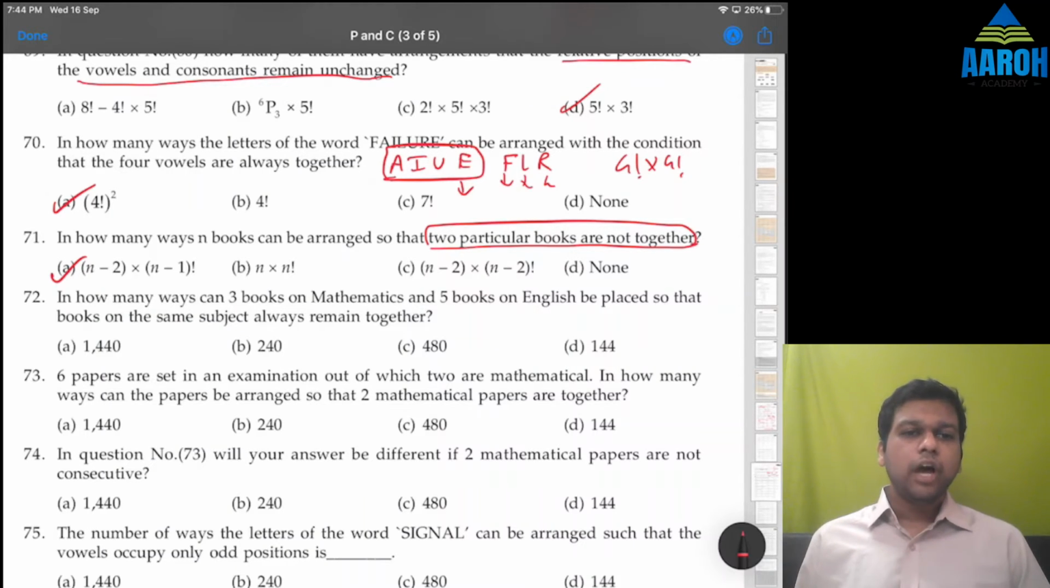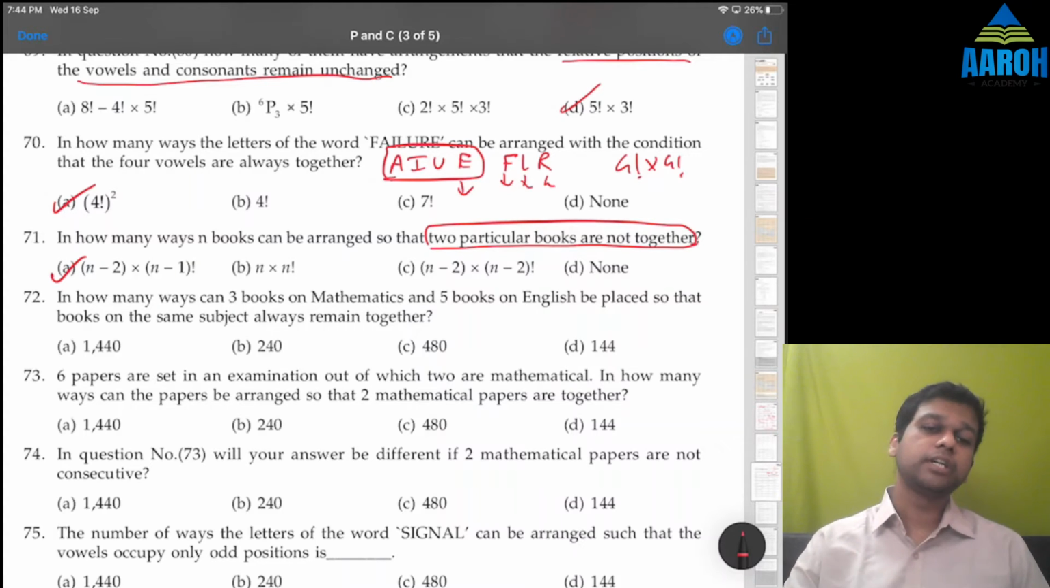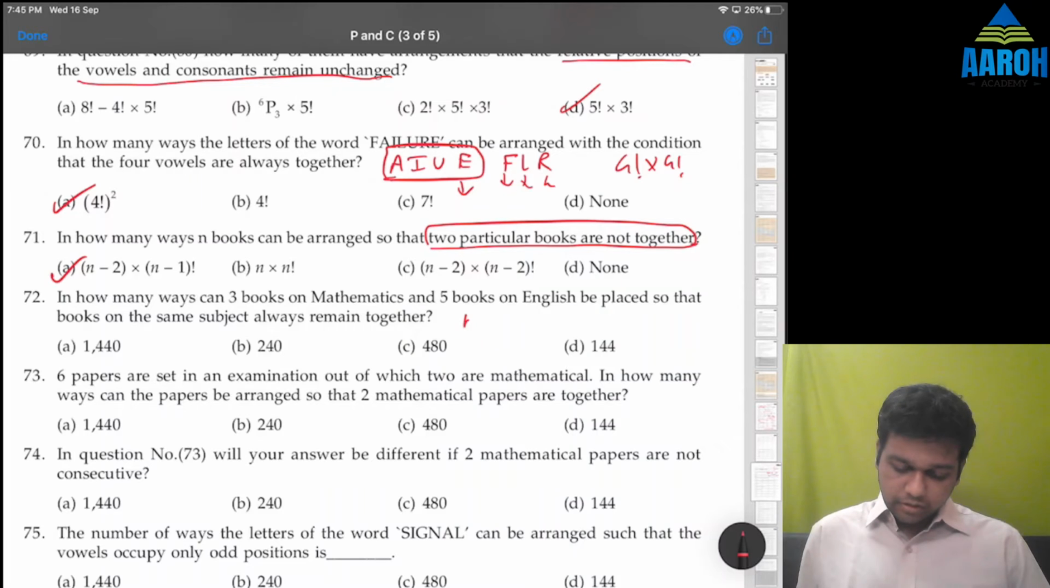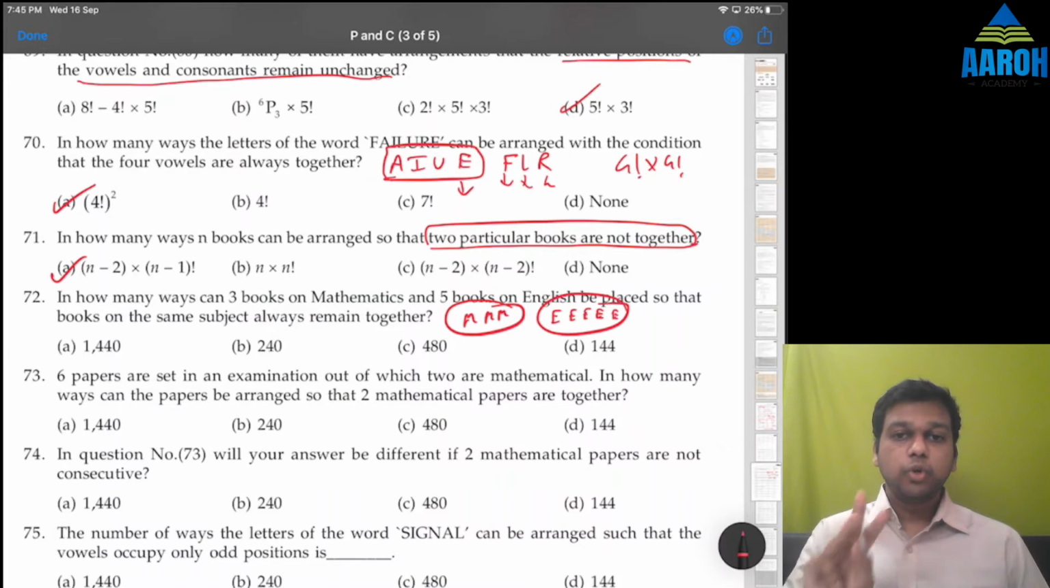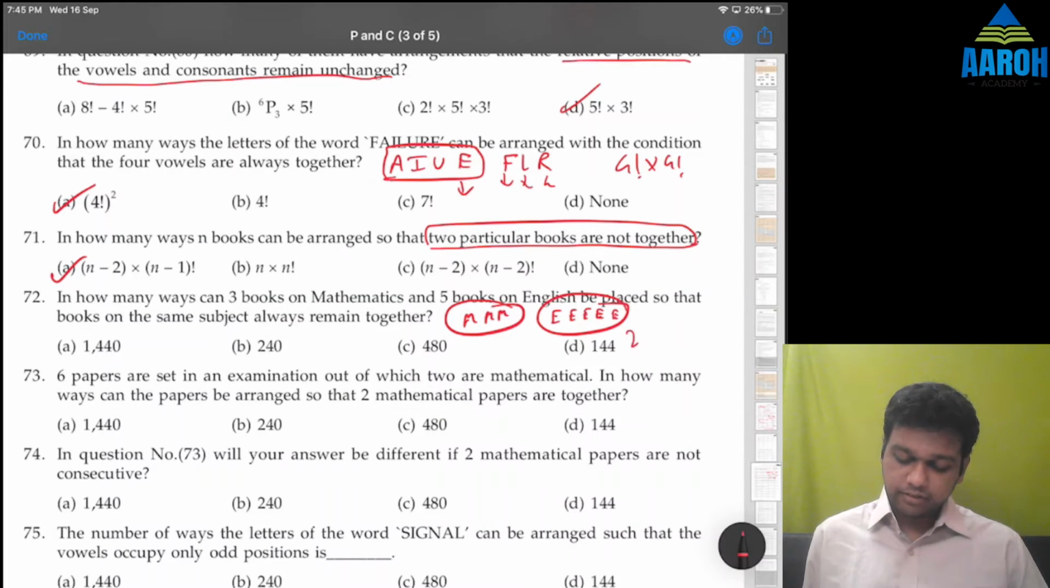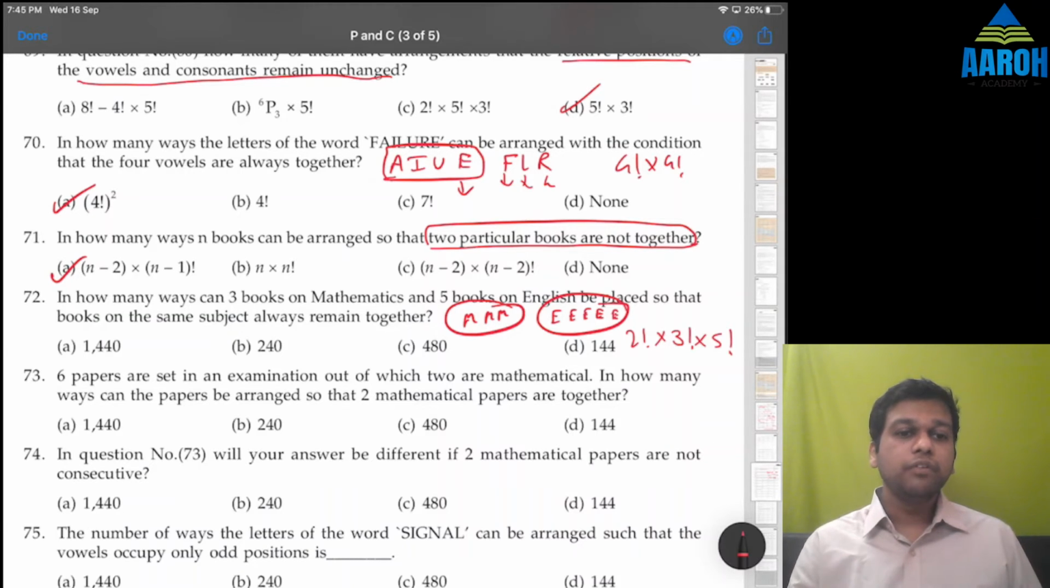72. In how many ways can 3 books on mathematics and 5 books on English be placed so that books on same subject always remain together? So 3 books on maths, let's make a box. 5 books on English, let's make a box. 2 boxes can be shifted in 2 factorial ways, and maths can be shifted in 3 factorial ways, and English can be shifted in 5 factorial ways. So 2 factorial, 3 factorial, 5 factorial. Now we'll have to calculate because they have given the answer in numbers. 2 into 6 into 120. 1440. A is the correct answer.